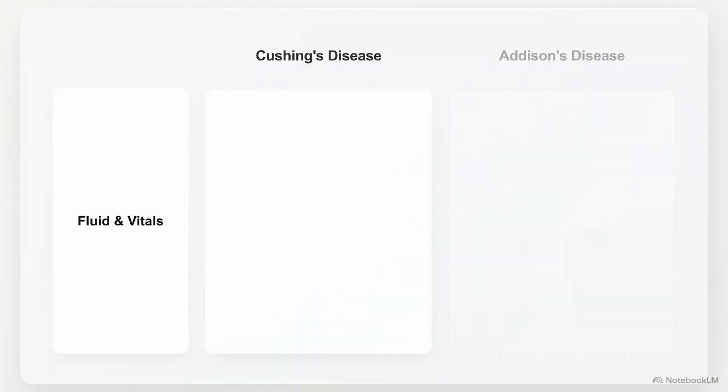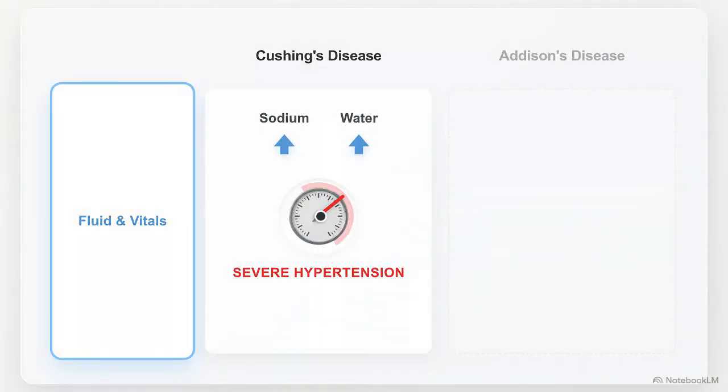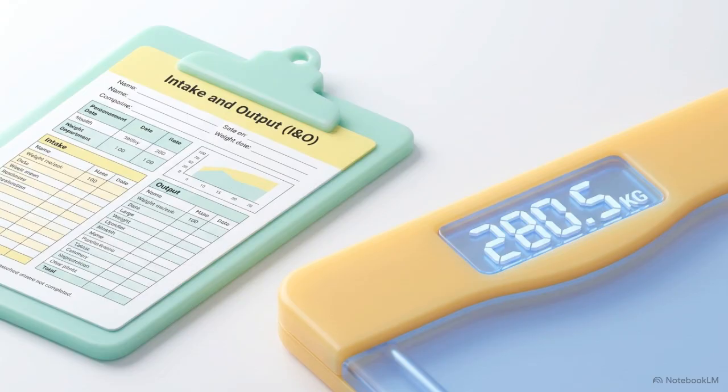Let's map these extreme differences head-to-head, starting with how each disease manipulates fluid volume and vital signs. In Cushing's, an overabundance of hormones triggers massive sodium and water retention. Blood volume expands, causing severe hypertension and dependent edema. This makes volume control your primary nursing priority. You'll be tracking strict intake and output, monitoring daily weights, and enforcing sodium restrictions to prevent fluid overload and heart failure.